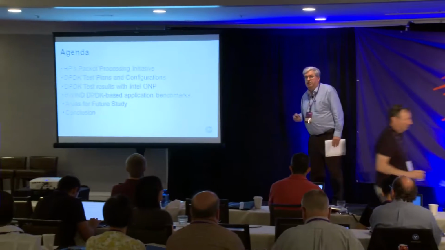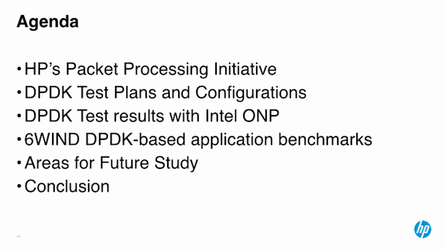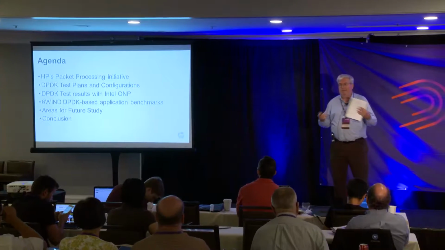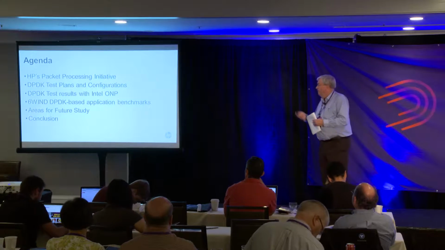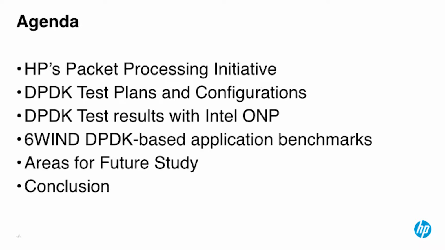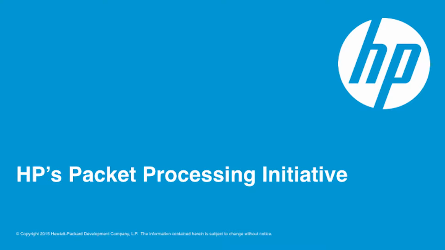So the agenda for today: we're going to start off giving some background as to how our lab got started, our focus on packet processing. Then we'll talk about the standard test plans and configurations that we tend to do with the various configurations that we work with. Discuss a set of test results that we've worked. We have a partnership with Intel's Open Network Platform Group, and we'll show some of the results that we've got with that and some of the findings we've found and what our future plans are in that area. And then another partner that we work with is SixWind, and we'll discuss a benchmark that we've done with them as well. And so, talk about our packet processing initiative to start with.